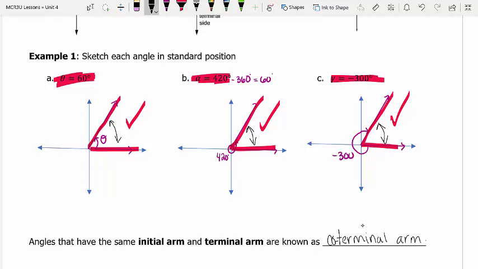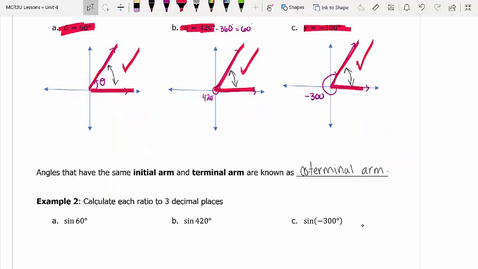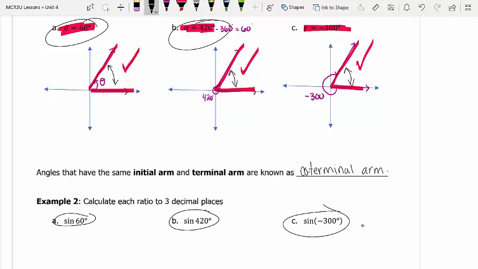Okay, keep that in the back of your mind for something that we're going to talk about later. Now, if you're not convinced that this can happen just from drawing the angles in standard position, let's take a look at example 2. Let's take the sine of all of those angles from above. So we're going to take sine of 60, sine of 420, and sine of negative 300. And let's see what happens.